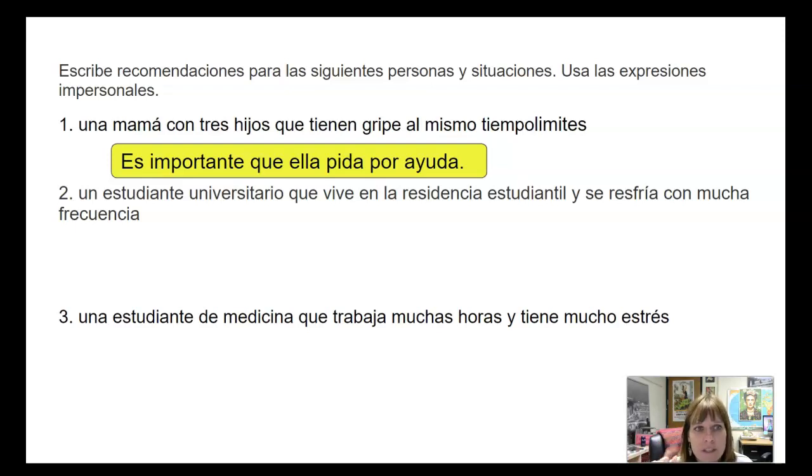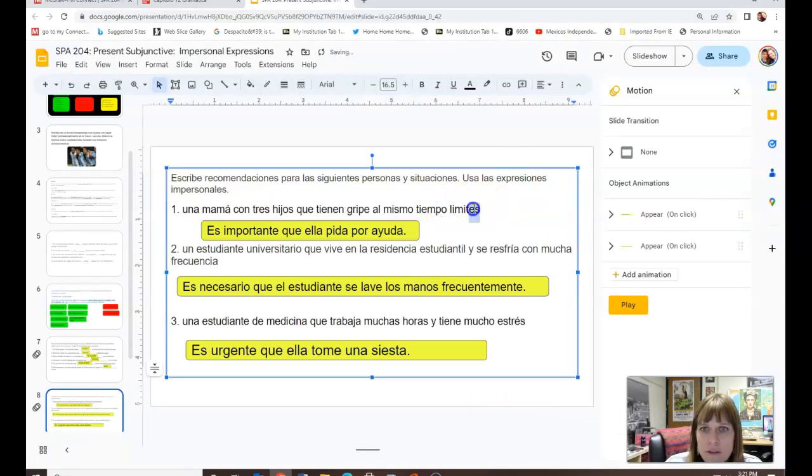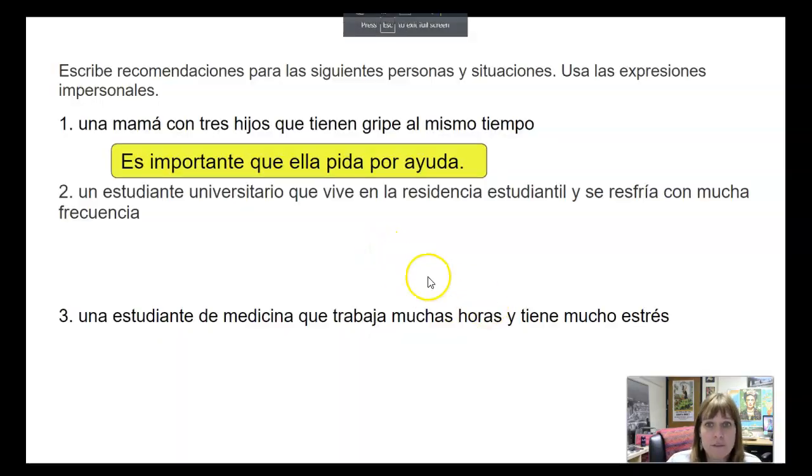So número uno, dice un mamá con tres hijos que tiene gripe al mismo tiempo. Okay, so a mom with three kids who has the flu at the same time. What could I say to her? Yo es mi aviso, mi consejo, porque yo soy un mamá con hijos jóvenes. Es importante que ella pida por ayuda. So my advice for her, it's important that she asks for help. Pero hay un montón de consejos. There are so many consejos that you could give this mama.